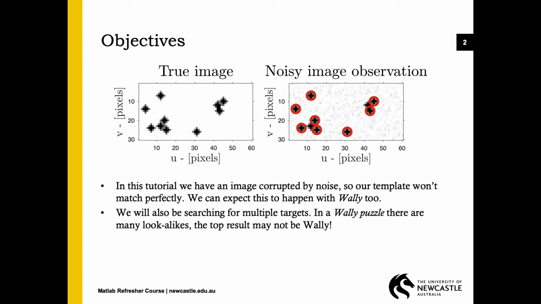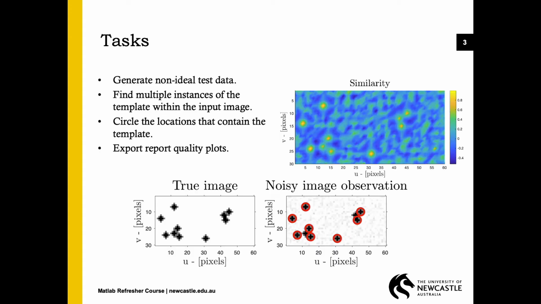In a Where's Wally puzzle, there are many Wally lookalikes, so the top result might not be Wally. We're going to handle this by returning multiple results, so that we can have some confidence that one of these is the true Wally, and the rest are Wally lookalikes. We'll generate non-ideal test data by creating data and adding noise. We'll find multiple instances of the template within the input image, and we'll circle all the locations that we think contain the template, and then we'll produce these plots.